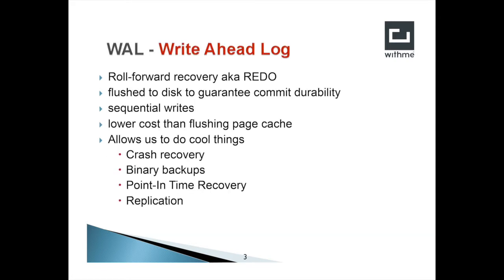Okay, so WAL is the write-ahead log. It's a roll-forward recovery. Postgres writes into the file, so whenever you do a commit, it will flush to the disk for guaranteed commit durability. Once it's written into WAL files, you are able to recover the data in case of a Postgres crash or if something goes bad on the system.